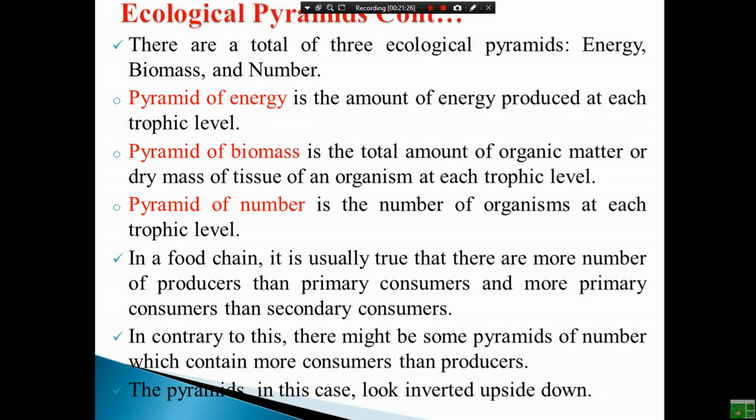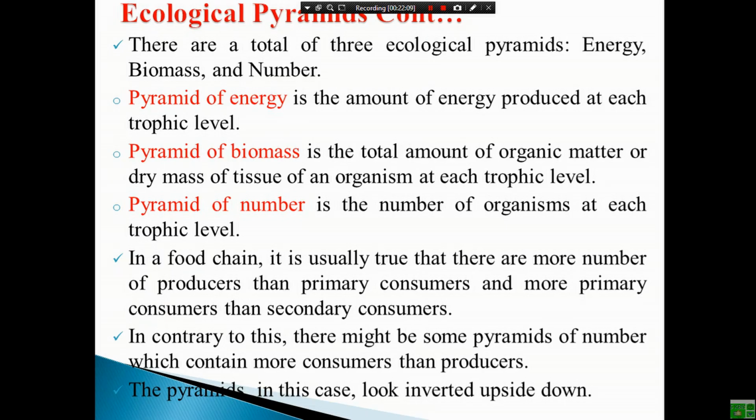Pyramid of energy means the amount of energy produced at each trophic level. The energy flows in one direction only, unidirectional, and is not recycled, which means it is linear. It is mainly measured by a calorimeter, in kilojoules per meter square. From producer to primary consumer, then secondary consumer, the amount of energy from the first trophic level to the last trophic level decreases. The reverse is also true: from the last trophic level to the first, the pyramid of energy increases.